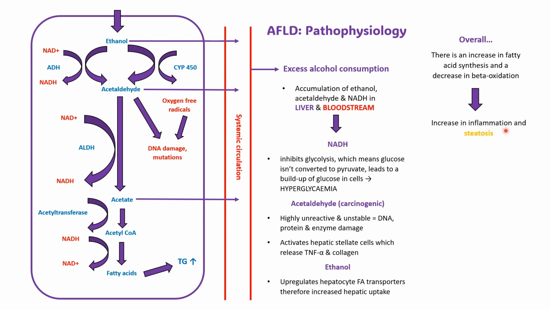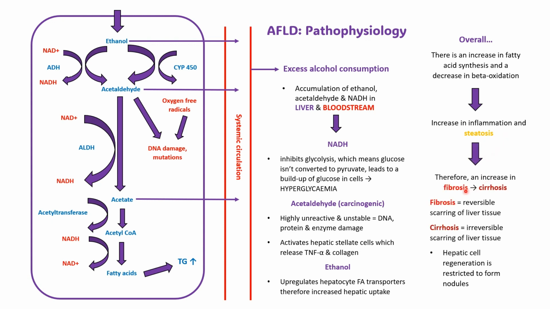There's an increase in inflammation and steatosis, so fatty change to the liver. Therefore, there's an increase in fibrosis and therefore ultimately cirrhosis. Fibrosis is reversible scarring of liver tissue. Cirrhosis is irreversible scarring of liver tissue. And the hepatic cell regeneration is restricted, and it typically forms nodules. In histopathology, pathologists typically describe the liver tissue as having this micronodular pattern.